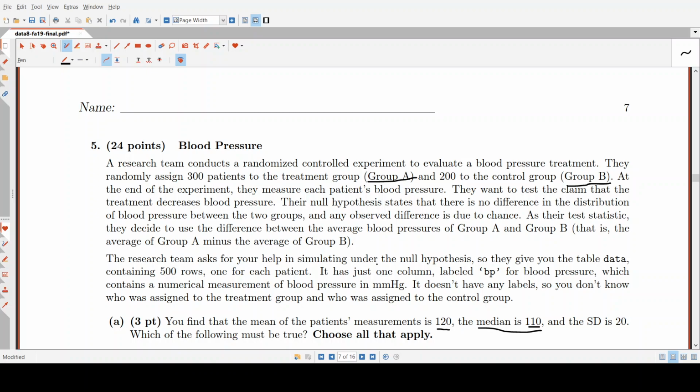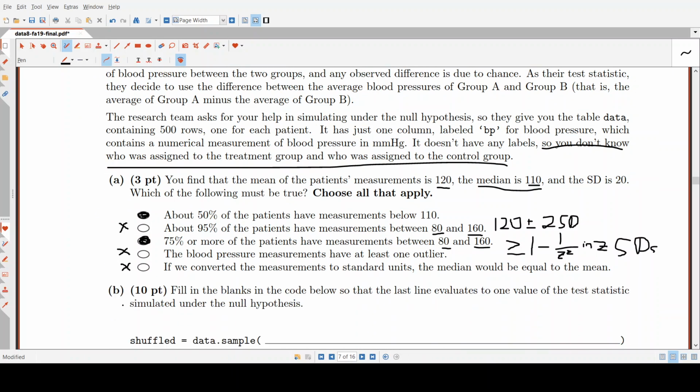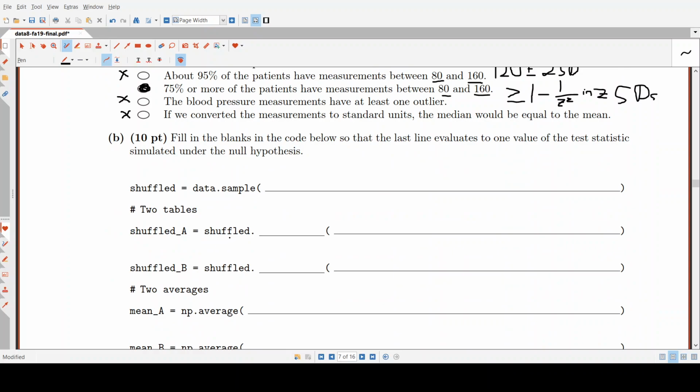The other thing that we know is that we don't know which group people were assigned to, which is important for an A/B test, because when we're simulating under the null, we just want to shuffle all the labels and then randomly assign people to one of two groups. Okay, so shuffled, this name is pretty critical in telling us that this line should just shuffle the labels.